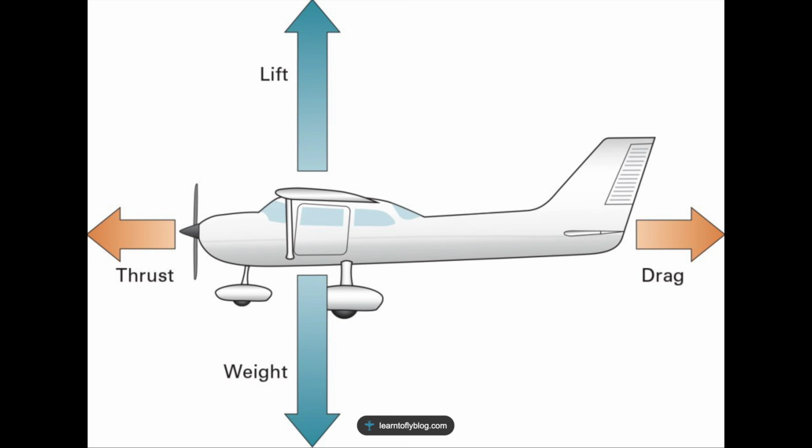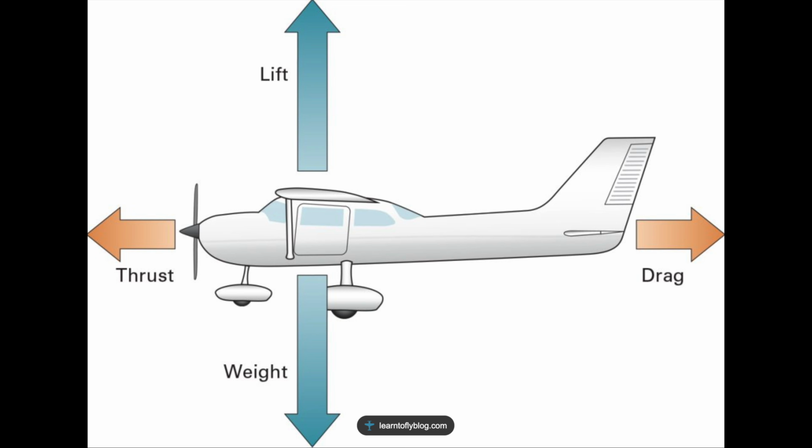Weight is the downward force caused by gravity acting on the airplane's mass, including fuel, passengers, and cargo. It acts toward the center of the Earth through the center of gravity. Weight is a natural force that must be overcome by lift for the airplane to ascend. Changes in fuel consumption or payload distribution can alter the center of gravity, requiring the pilot to make adjustments to maintain balance.